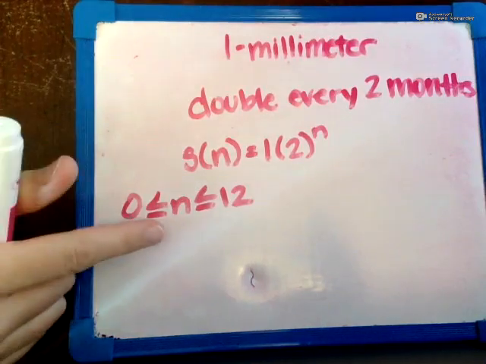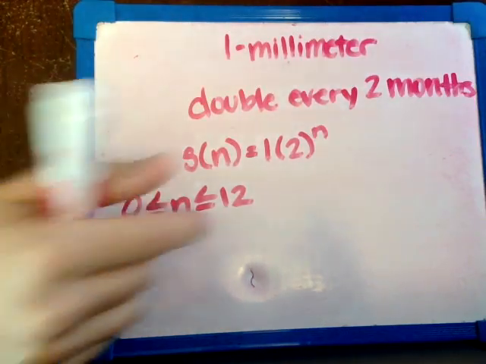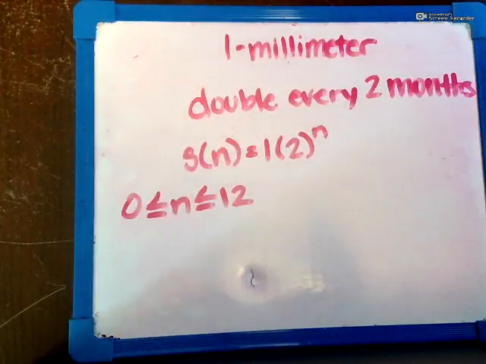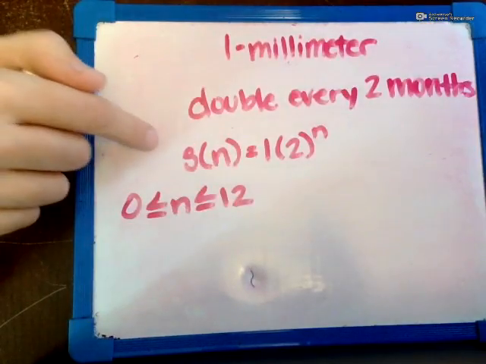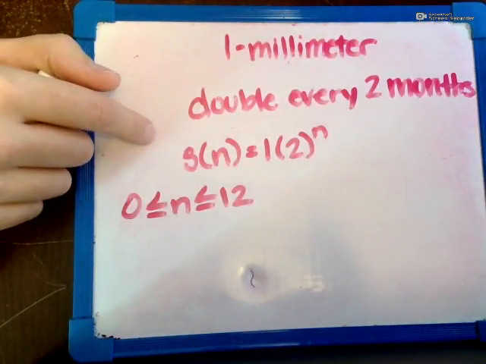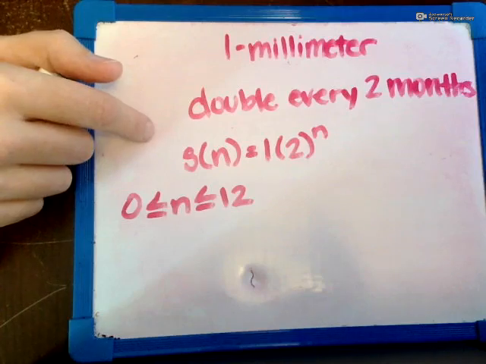That would be written as n is greater than or equal to 0 and n is less than or equal to 12. Now, if we take 12 and plug it into this formula, we'll find out that in 2 years, the size of the tumor will be 4,096 millimeters.